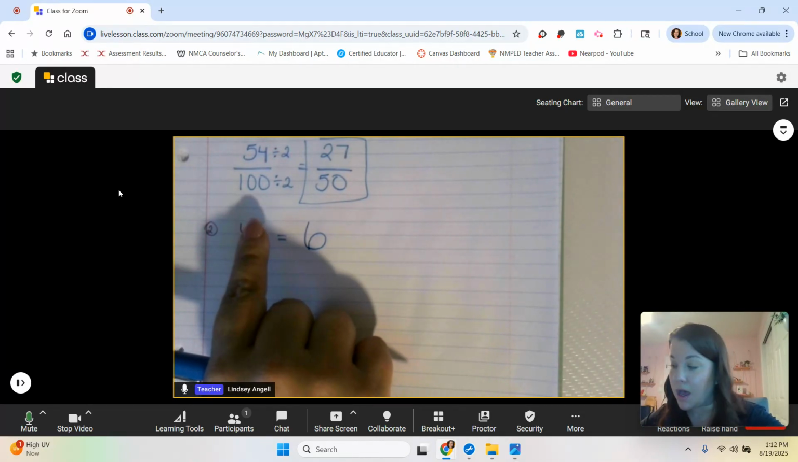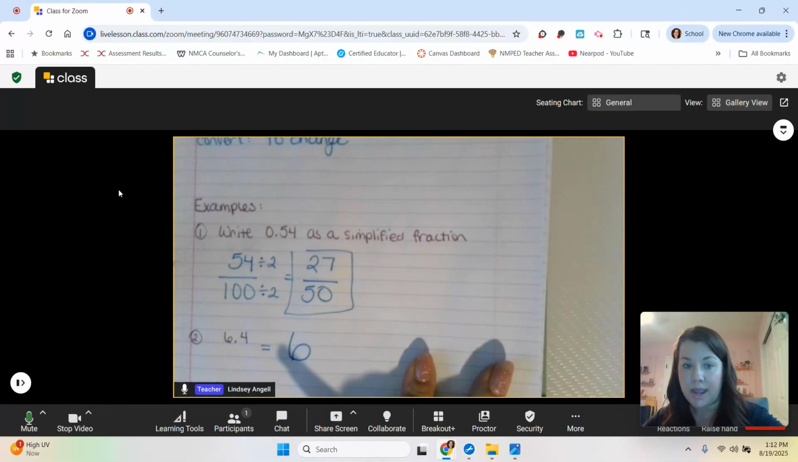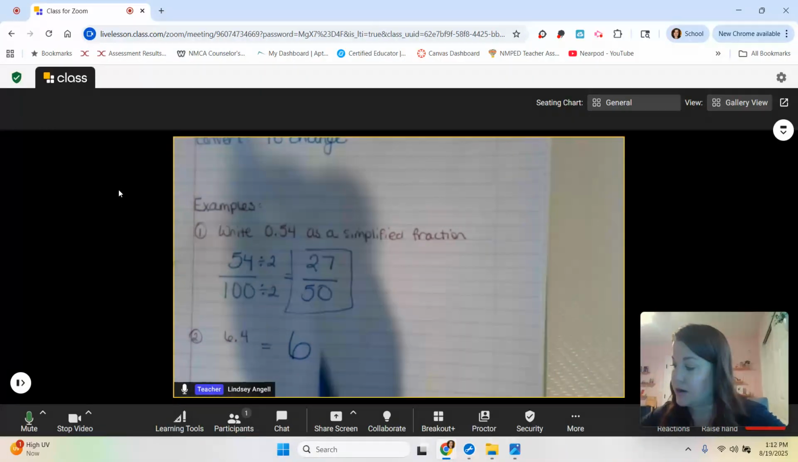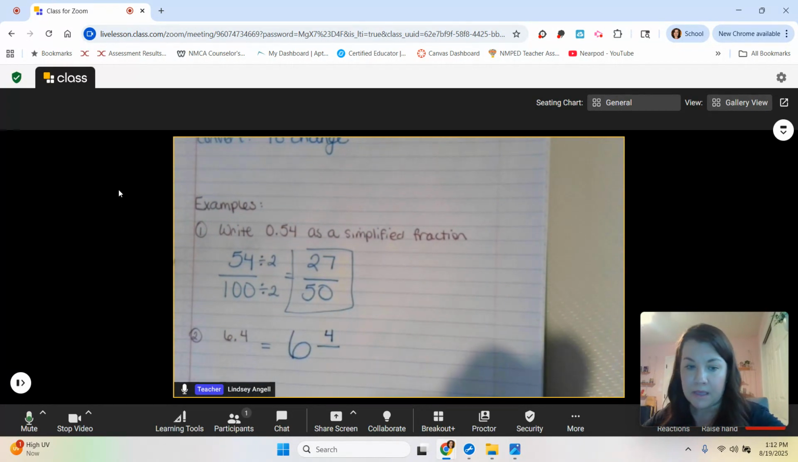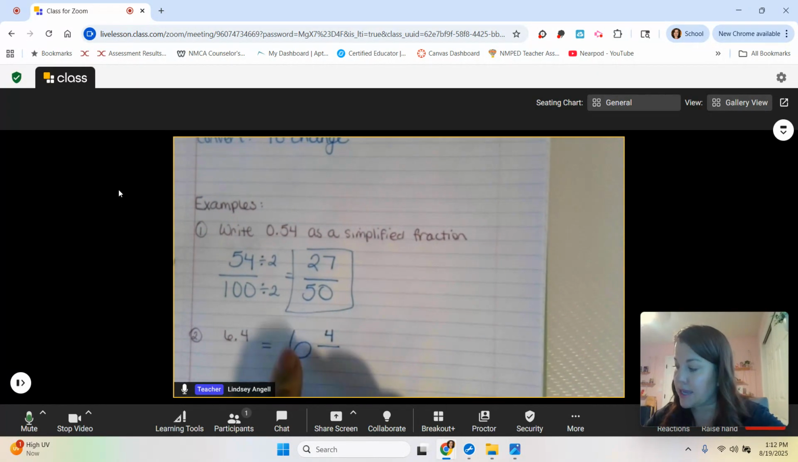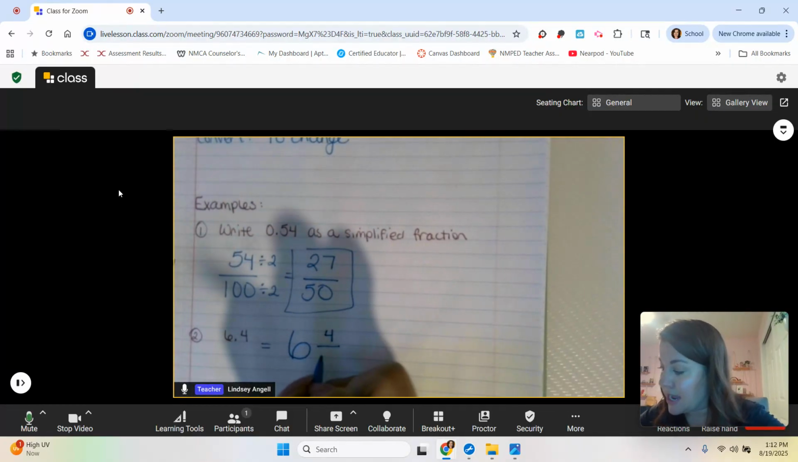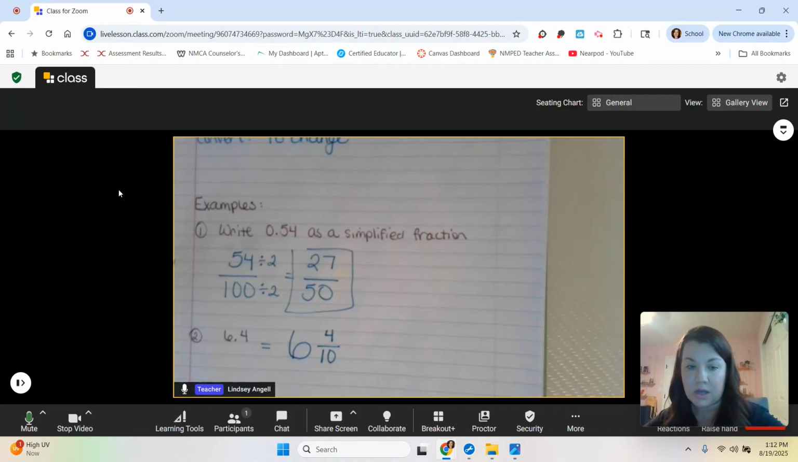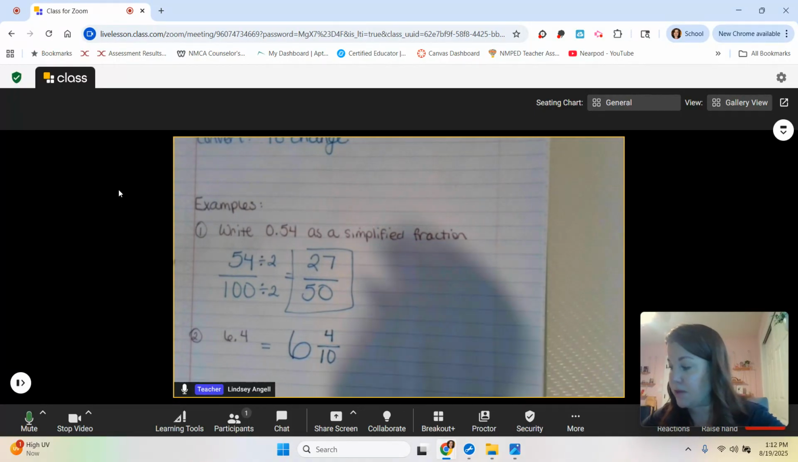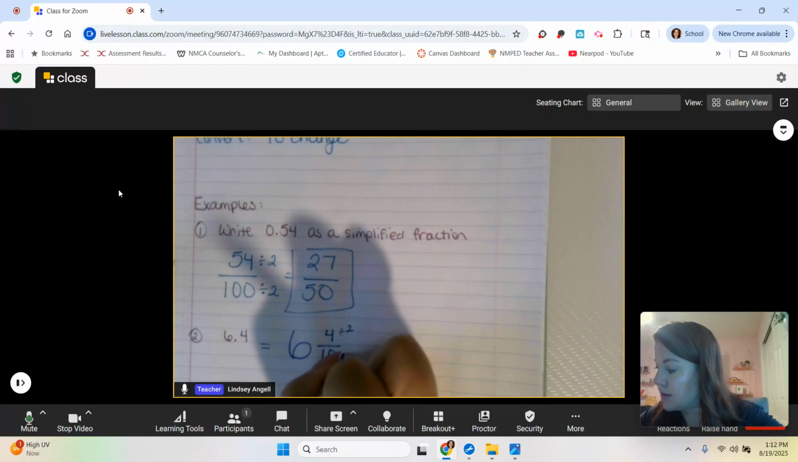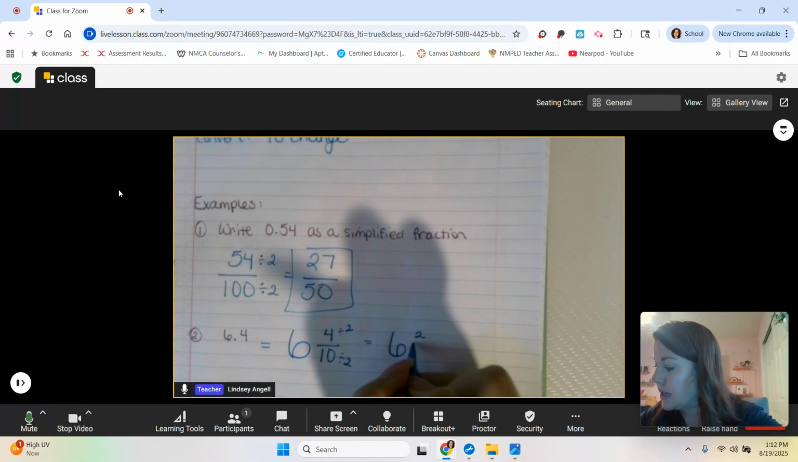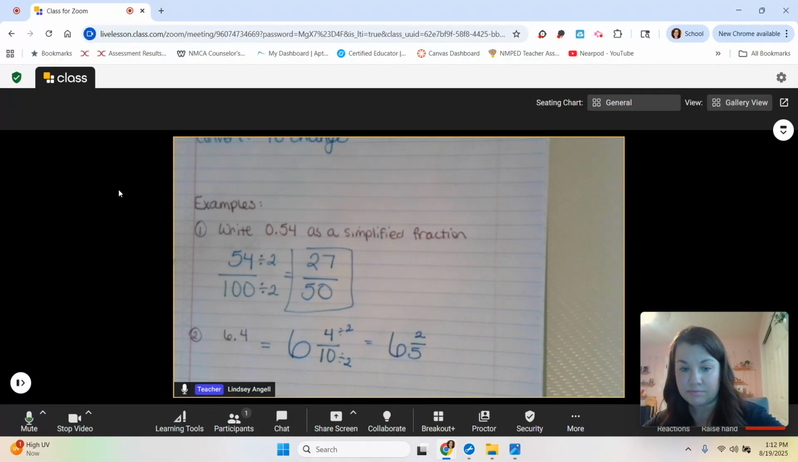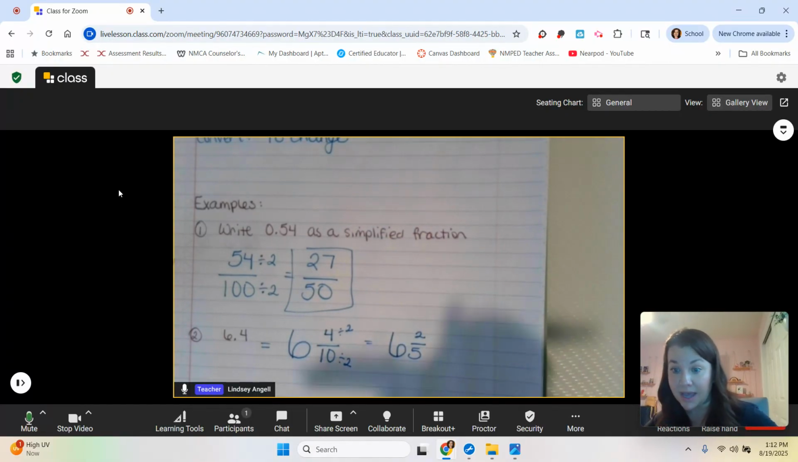Remember on that first problem, whatever number was there became my numerator, and the place value became my denominator. So 6 and 4 tenths: the place value is tenths, and that becomes my denominator. 4 tenths can be reduced though, right? Both of those can be reduced by 2, giving me a final answer of 6 and 2/5. And that's it. How nice is that?